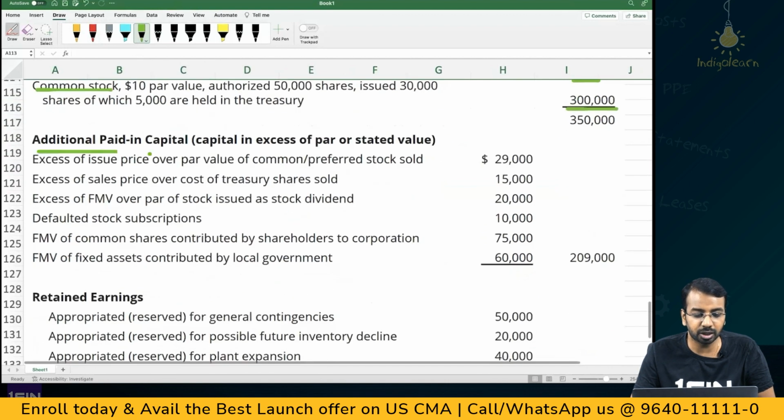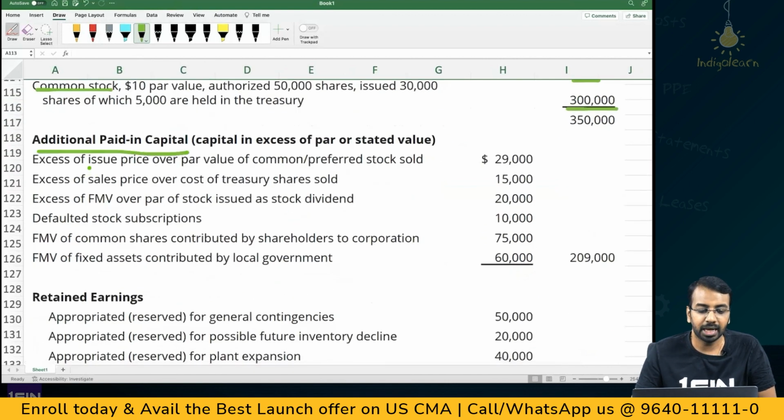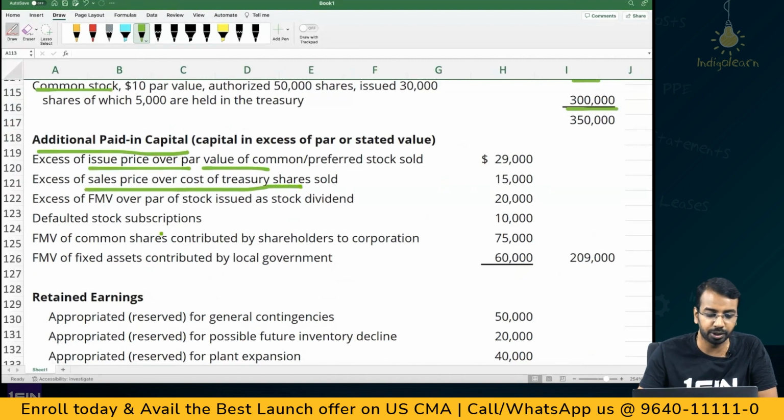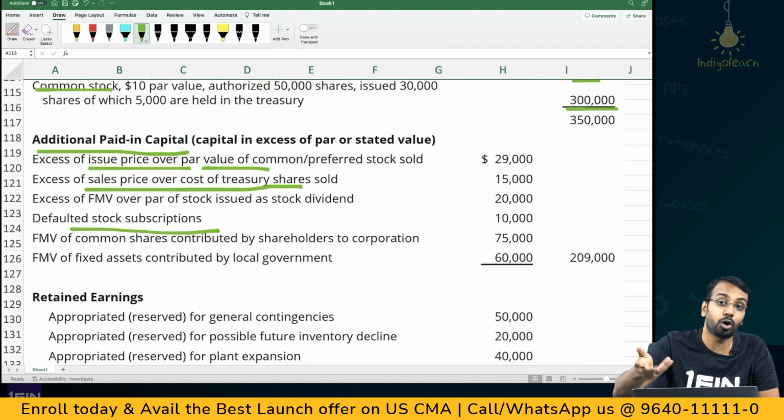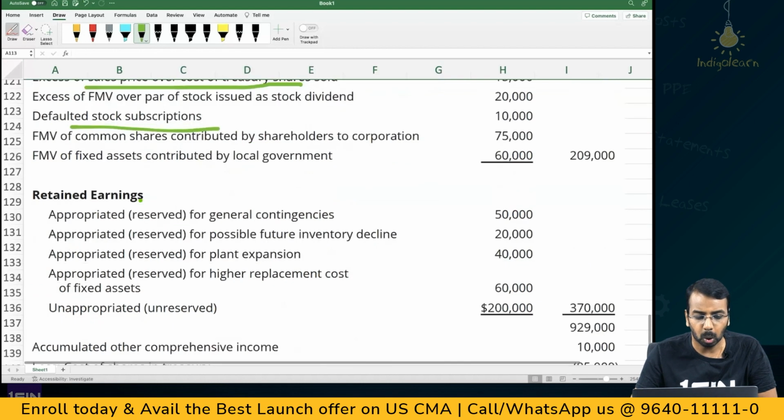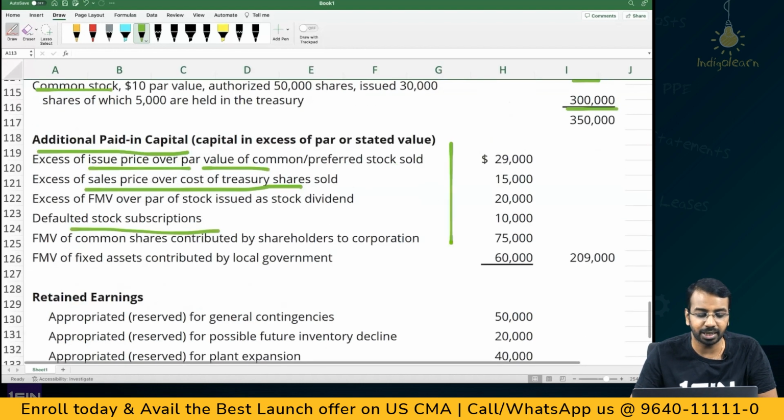Then additional paid in capital. So excess of issue price over par value, that is a securities premium. Then sometimes they make profit on treasury shares, that is also shown here. If there are some defaulted stock subscriptions, meaning some persons have applied for shares but they have not paid the amount, that is shown here. All of these are shown under APIC.